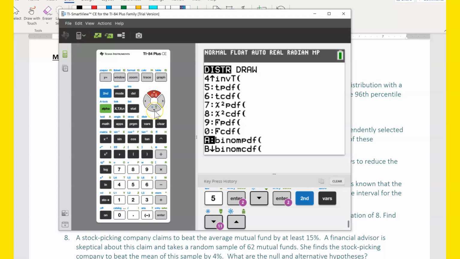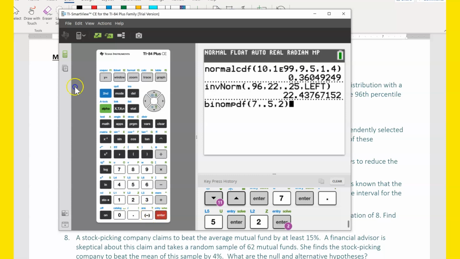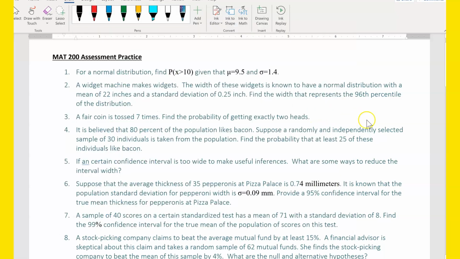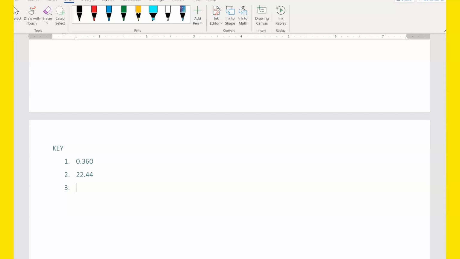If it was more than 2 successes or less than 2 successes or something like that, I would go to CDF. But since it says exactly 2 successes, that's binomial PDF. 7 trials. P is the probability of success on each trial. Since it's a fair coin, we assume 0.5. And the next value we're looking for is 2 successes. And that should give us the answer. So 0.164, 16.4% would be a good answer for number 3.